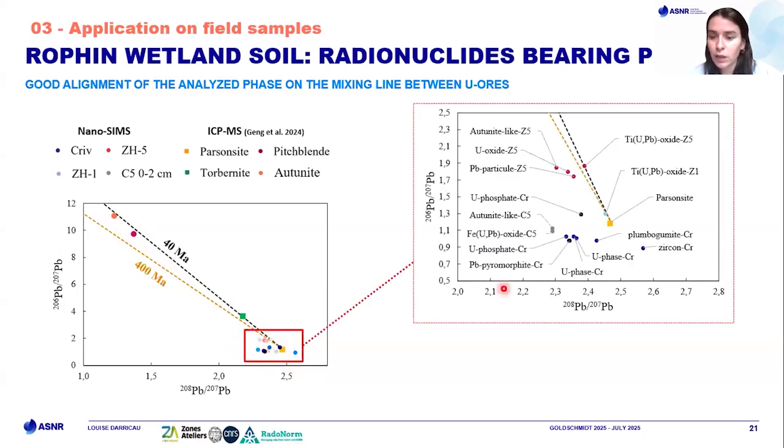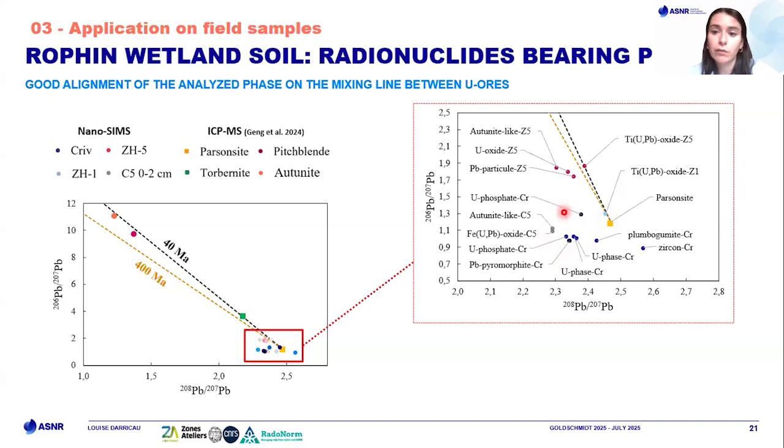So if I zoom in, we see we are along the line for some of them, and we are really close to the parsonsite pole here. What we can see also is that we're not only on the lines, so maybe we have different origins of these phases. We could wonder if some of these phases are inherited from the primary ore, so from the parsonsite treatment, but we can also wonder if some of these phases are secondary ones.